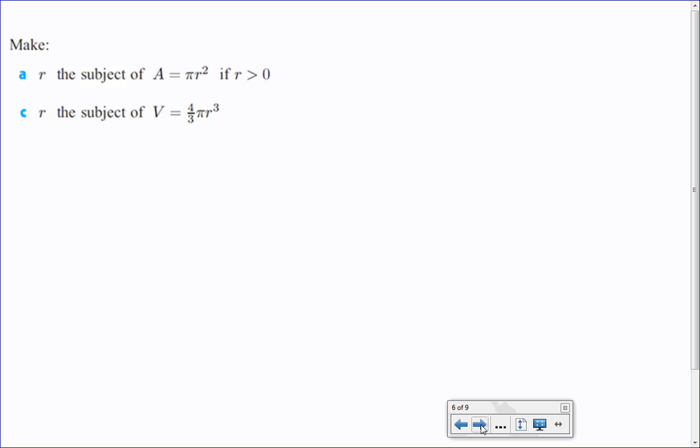Okay, so here they're getting a little bit more complex. If those last ones were too fast, hopefully you were able to pause the video. Yeah, these will get a little more challenging. So we want to make r the subject. We're going to divide both sides by pi, which is just a number. So a over pi is equal to r squared.